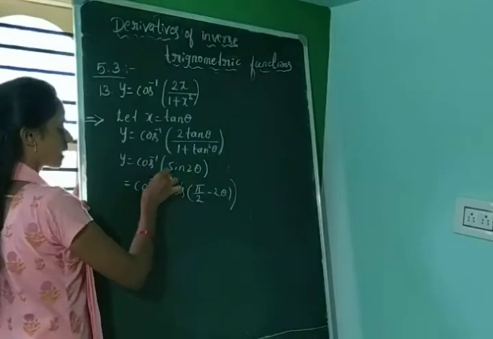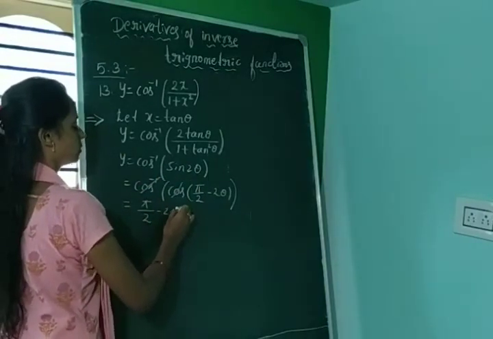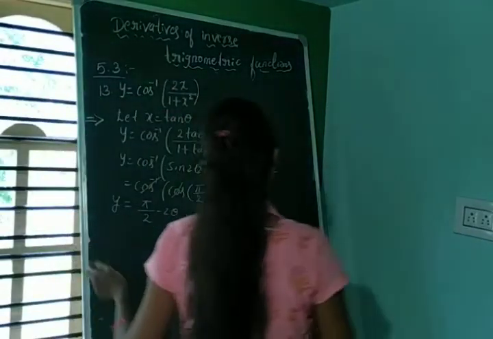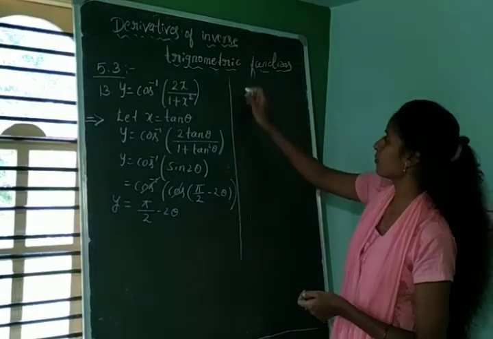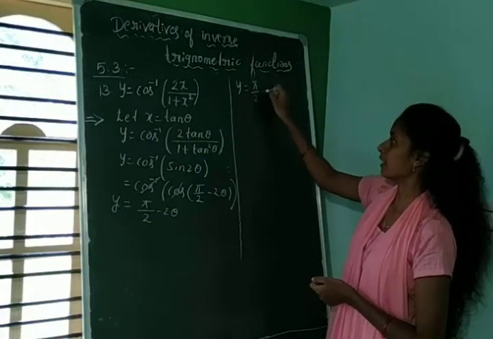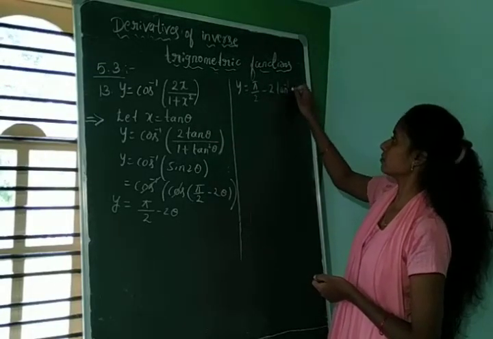Okay. So now we just cancel out these two, and the remaining is pi by 2 minus 2 theta. So same as the previous one. So now we just differentiate. Before differentiating, we just substitute the theta value. So pi by 2 minus 2 into theta is nothing but tan inverse of x.